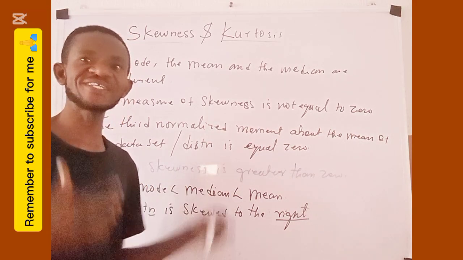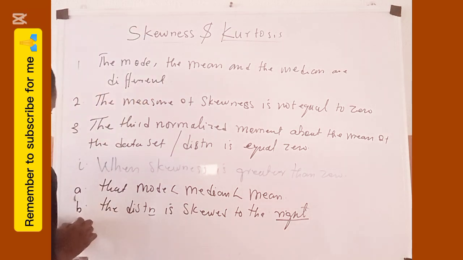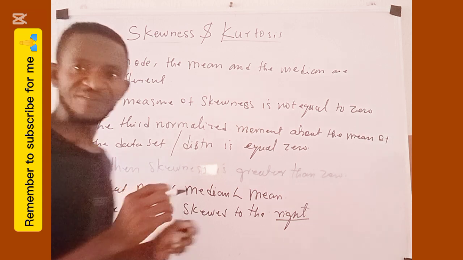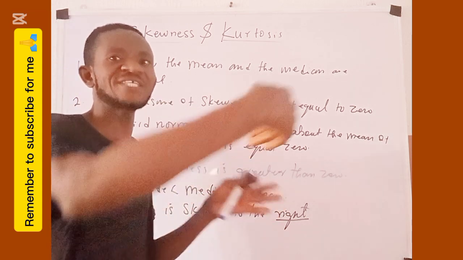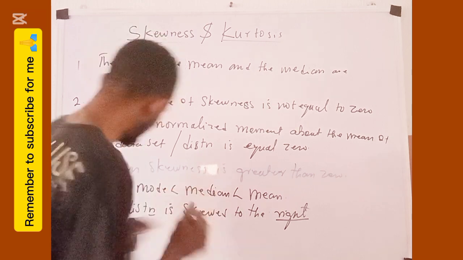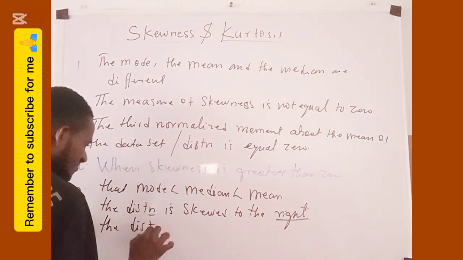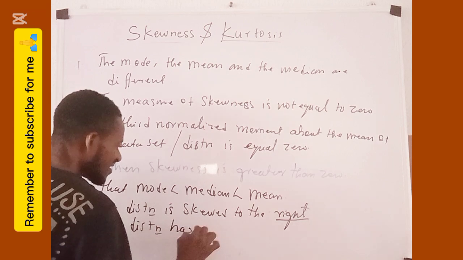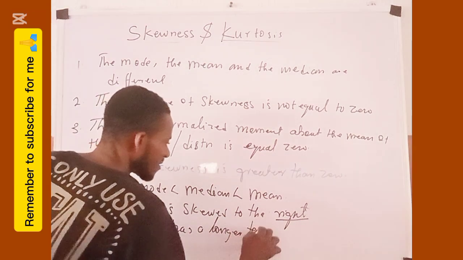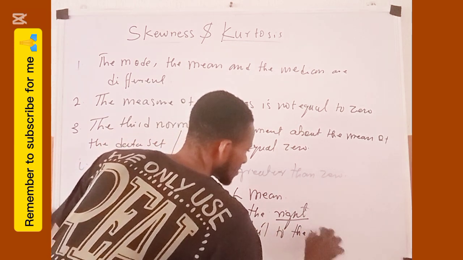What is the third thing that happens there? This number 2 or number B simply means that the distribution has a longer tail to the right. That's what it means.